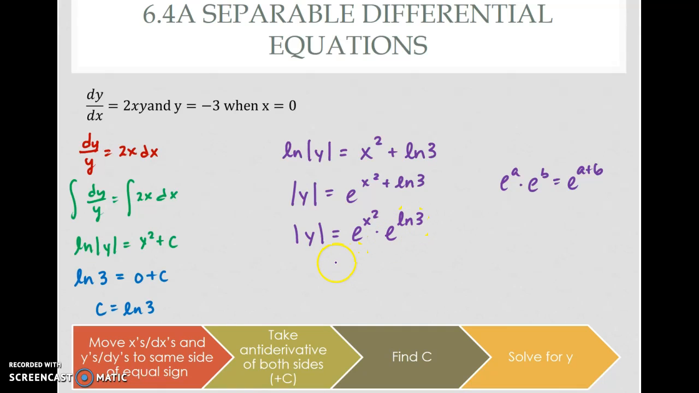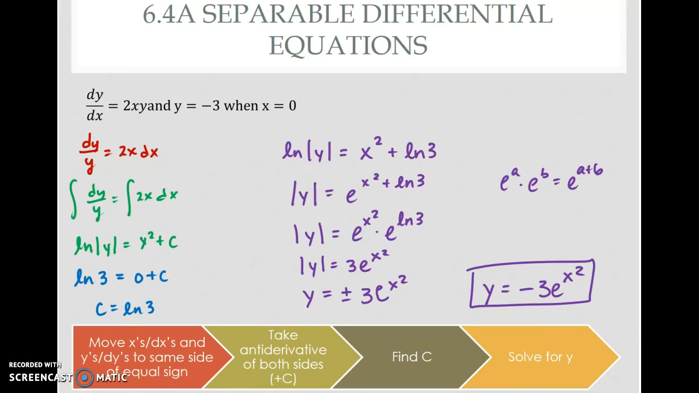And then e to the natural log of 3 is going to be 3, so I have absolute value of y is equal to 3 e to the x squared, and that means that y is equal to plus or minus 3 e to the x squared. But then if I plug in 0, I should get a negative 3, so y would be negative 3e to the x squared. Remember, you want to choose your y so that it's a function, and you want to make sure that your initial condition is on your function.